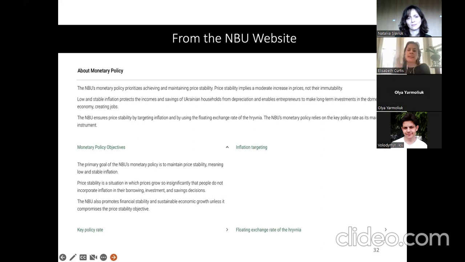And so when you look at their main page about monetary policy, which is what I chose, you can see the policy objective talking about price stability. Also, note at the bottom, it says the NBU also promotes financial stability and sustainable economic growth unless it compromises the price stability objective. So the NBU prioritizes price level stability, but also recognizes they have to consider these things that the Fed is required to consider of employment, and also financial stability. So this looks very much like the Fed. Right? These look very, very similar.